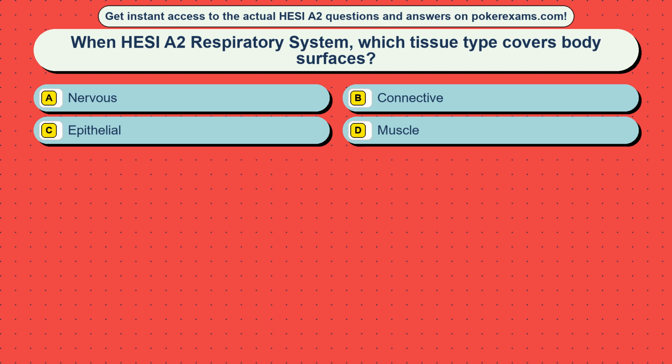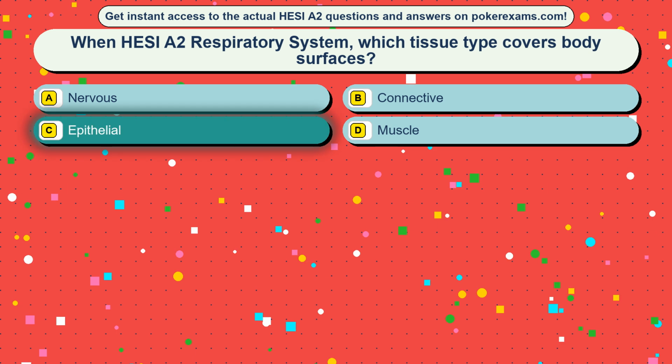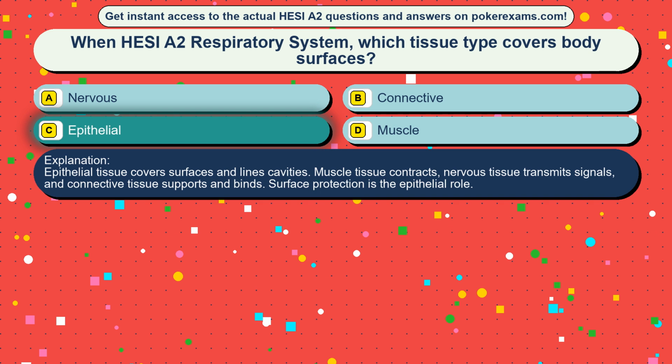Question 39. When HESI A2 respiratory system, which tissue type covers body surfaces? Option A, nervous. Option B, connective. Option C, epithelial. Option D, muscle. The correct answer is option C, epithelial. Epithelial tissue covers surfaces and lines cavities. Muscle tissue contracts, nervous tissue transmits signals, and connective tissue supports and binds. Surface protection is the epithelial role.